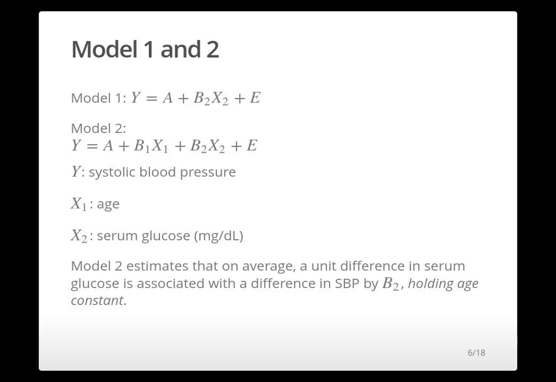In Model 2, a unit difference in serum glucose is associated with a difference in systolic blood pressure by B2, holding age constant. This phrase, holding age constant, can be interpreted as follows. According to the Model 2 equation, when the value of X2 increases by 1, then Y increases by B2. But it is so, as far as X1 remains unchanged.